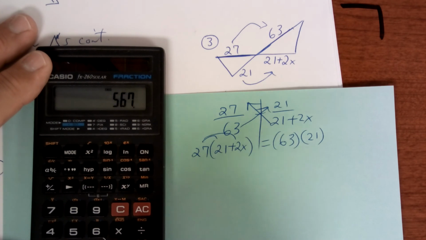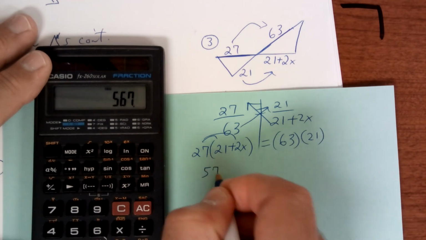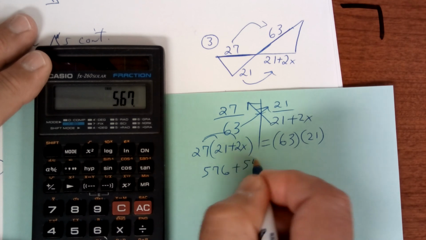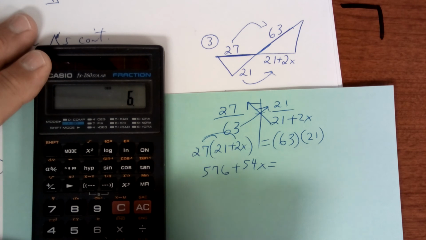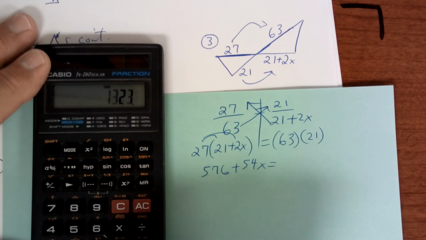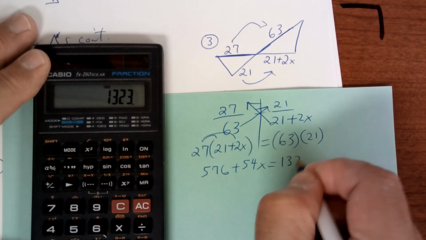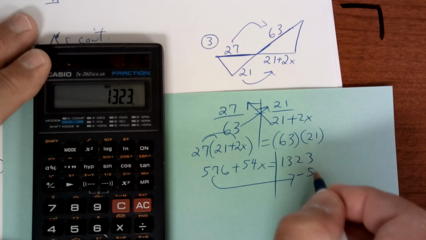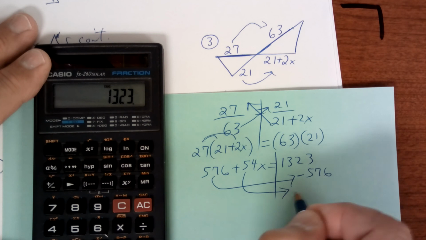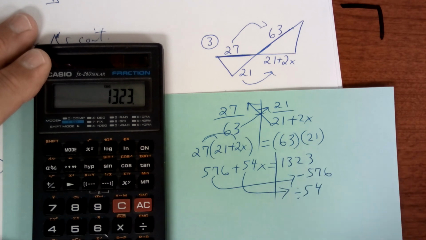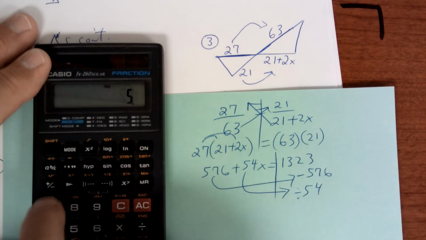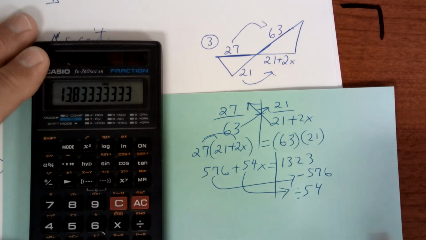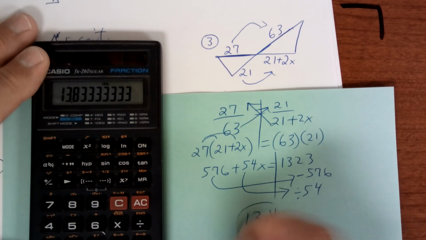That gives you 576 here. And then 27 times 2, I think is 54x. And then 63 times 21, that's going to give you 1323. Now you're going to subtract 576, and then you're going to divide by 54. So minus 576, press equals, divide by 54, and I get 13.8. And that's how you work that problem.